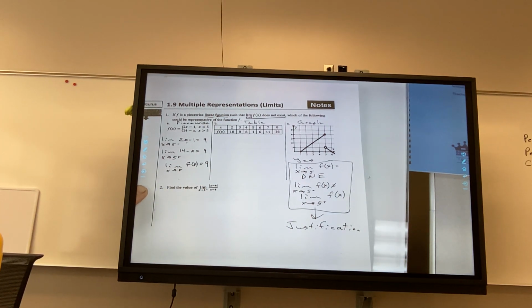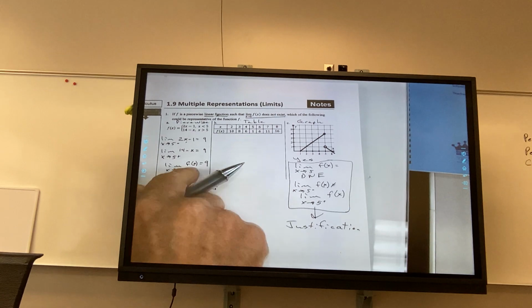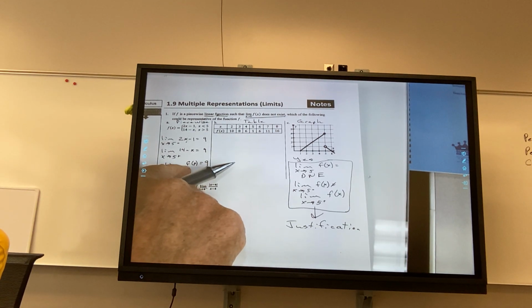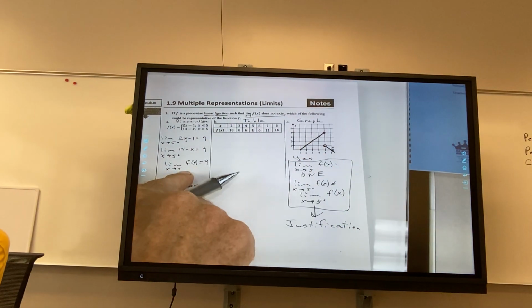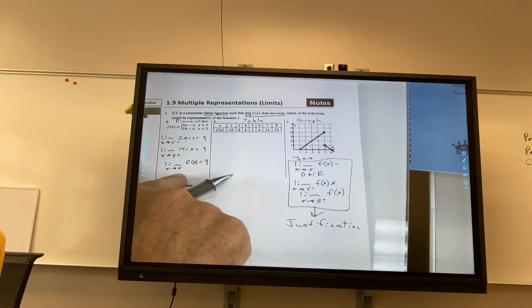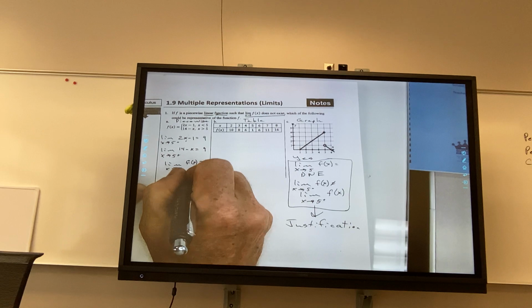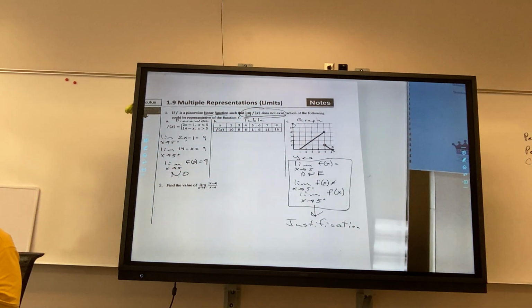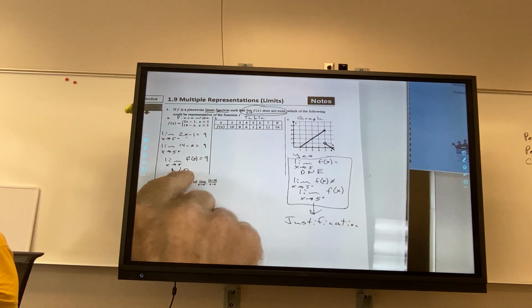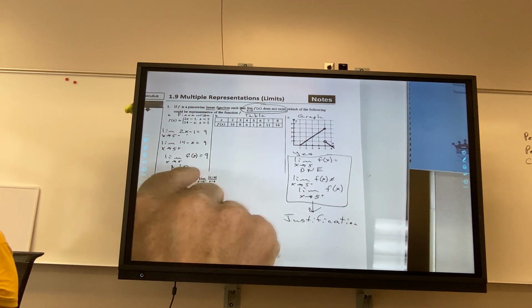Maria, I love it that you're shaking yes, because it's the same from the left and the right, isn't it? So can this be f? F can't have a limit. Is this f? No, it has a limit. So the answer here is no. Remember, you want an f that does not have a limit at 5. This has a limit at 5, it's 9. So this can't be it.